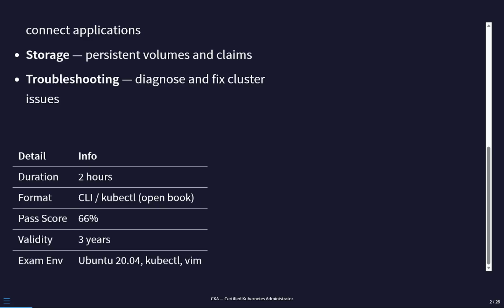Here are the key exam details you need to know. You get 2 hours. The format is a live CLI environment. It is open book, meaning you can use the official Kubernetes documentation. The passing score is 66%. Your certification is valid for 3 years. And the exam environment runs Ubuntu 20.04 with kubectl, Vim, and TMUX available.